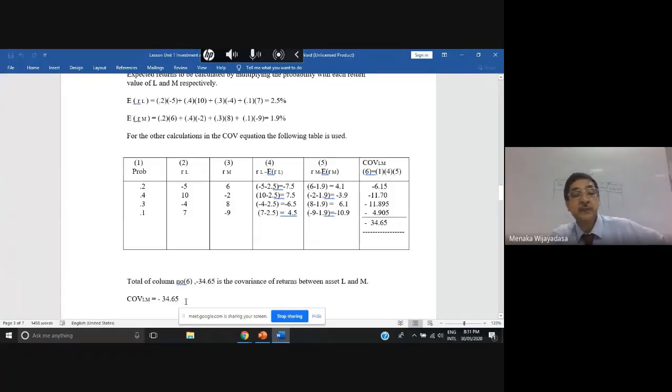So this is the way we calculate the covariance. Is that clear? Yes.